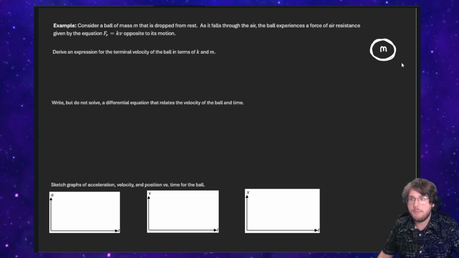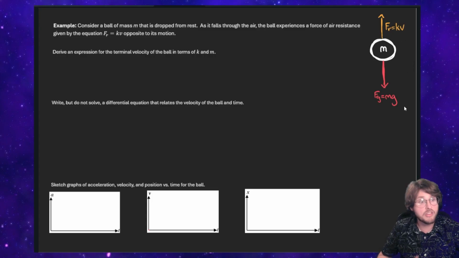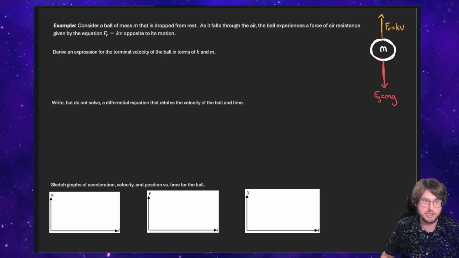So before we jump into the math, we should acknowledge that we've got a force due to gravity acting downwards. That's going to be Fg equals mg. And then we have our resistive force, Fr, acting upwards over here. And again, we're going to consider the positive direction here to be the downward direction, the direction of the ball's motion.